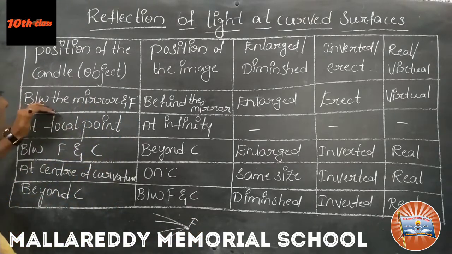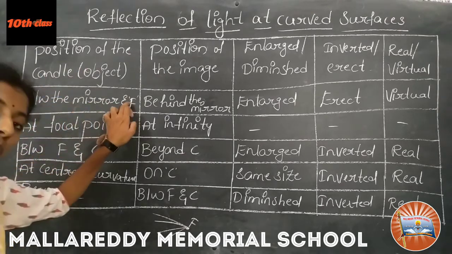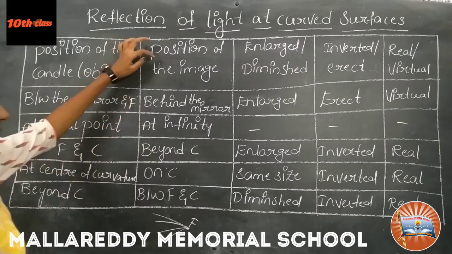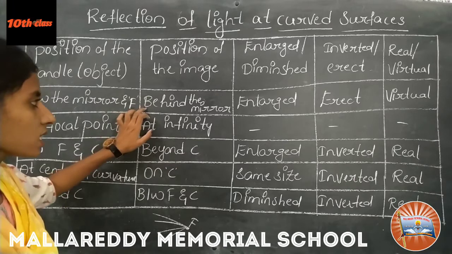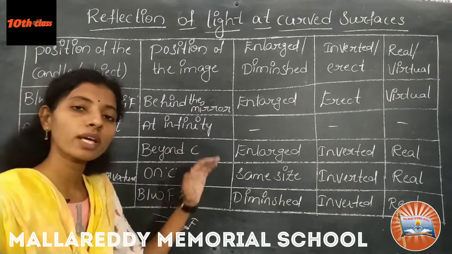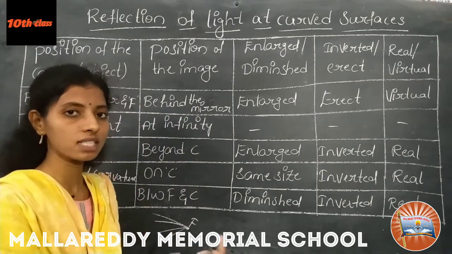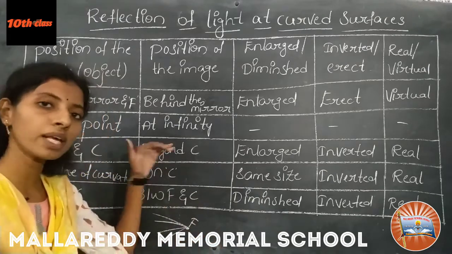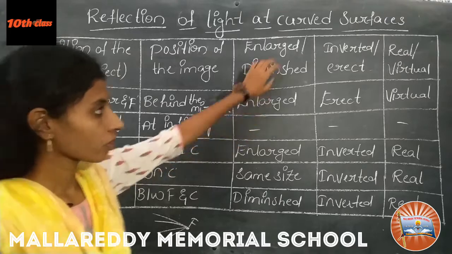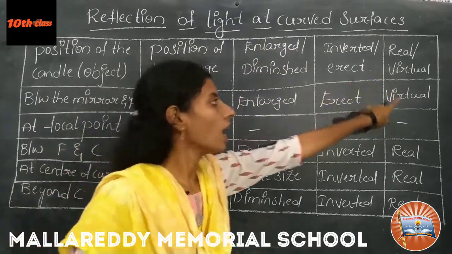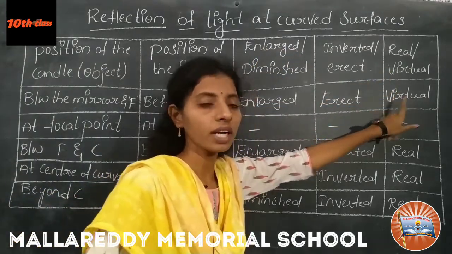So if the object is between the mirror and the principal focus, then the position of the image is behind the mirror, that is, the back side of the mirror. And the image is enlarged, erect and virtual.